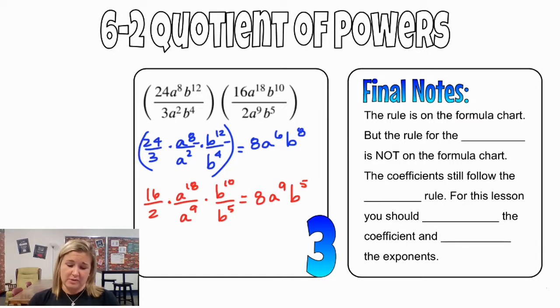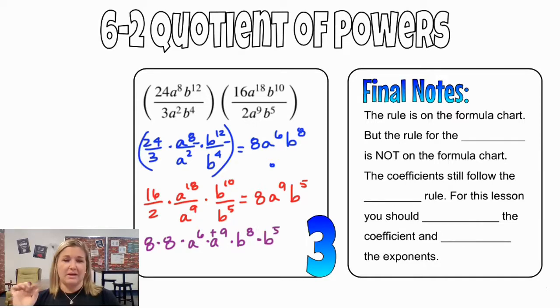Now I can go back through and multiply those two together. Let's not use an X. I'll use a dot. So I have 8 times 8, times a to the 6th times a to the 9th. Remember, since I'm multiplying, I'm going to add those two exponents. And then I have b to the 8th times b to the 5th. Again, I'm multiplying, so I'm going to add those two exponents and multiply the coefficients. So I have 64a to the 15th b to the 13th.